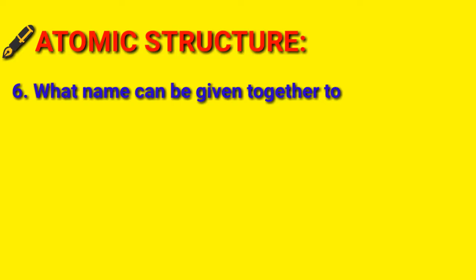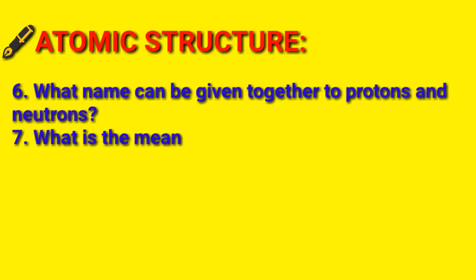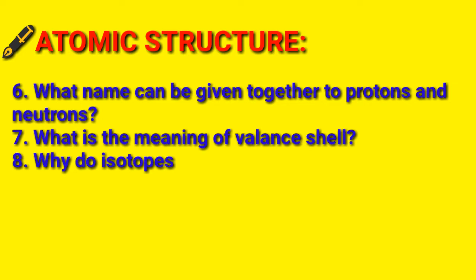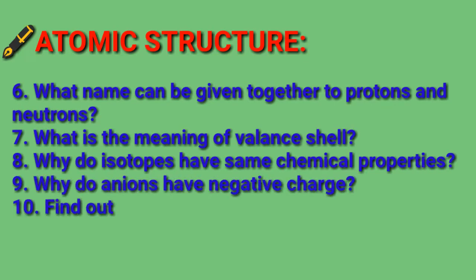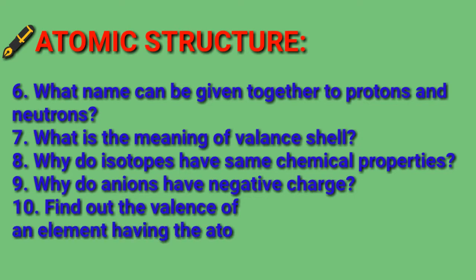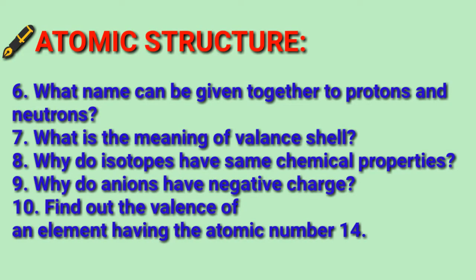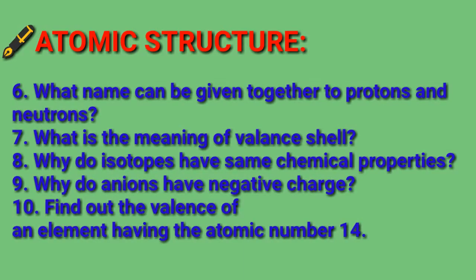Number 6, what names can be given together to protons and neutrons? Number 7, what is the meaning of valence shell? Number 8, why do isotopes have the same chemical properties? Number 9, why do anions have negative charge? Number 10, find out the valency of an element having the atomic number 14.